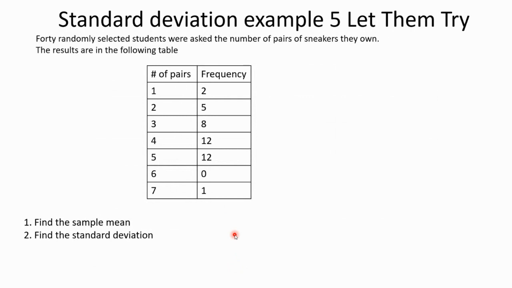Originally, this one I was going to have everyone try, but I think it's better if we do it together. So this is actually a problem from the textbook. 40 randomly selected students were asked how many pairs of sneakers they own. The results we wrote in a frequency table. So first we're going to find the sample mean. Using that, we're going to find the standard deviation.